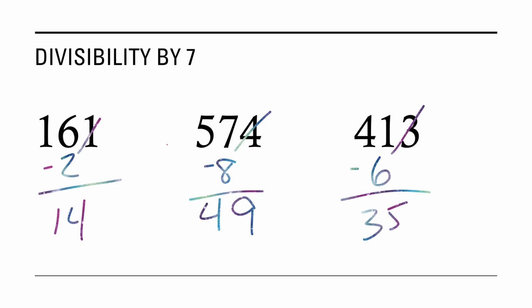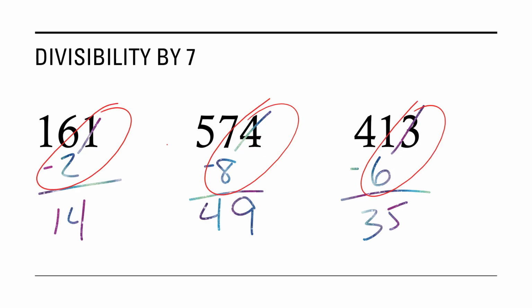And the reason that divisibility by 7 works is because what we're really doing is subtracting off chunks of things that are multiples of 21, which we already know is divisible by 7, so we just look at what's left over.